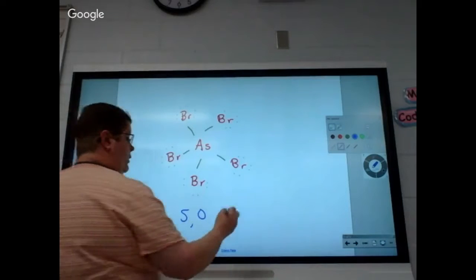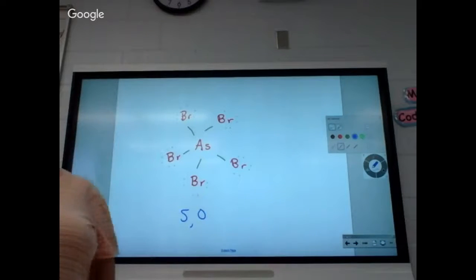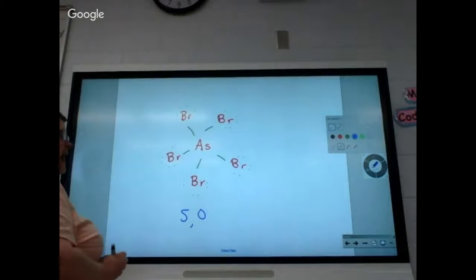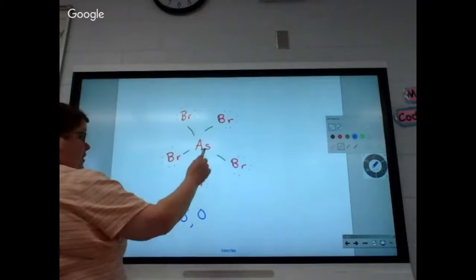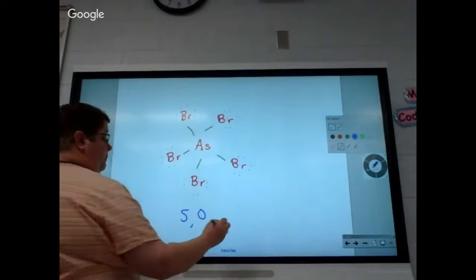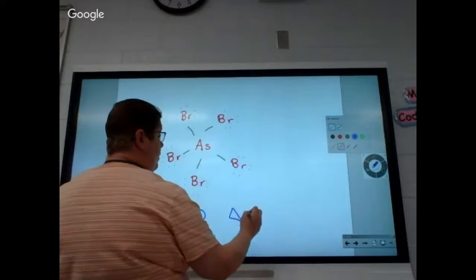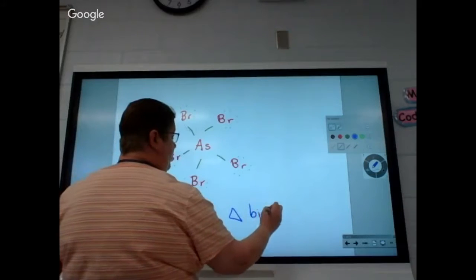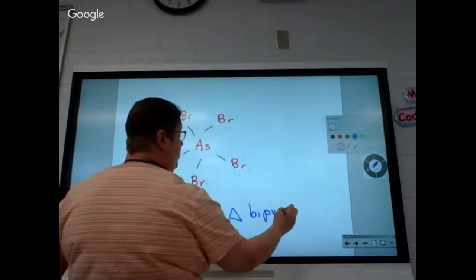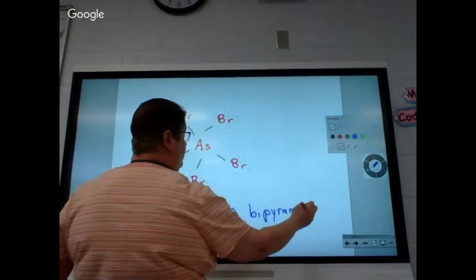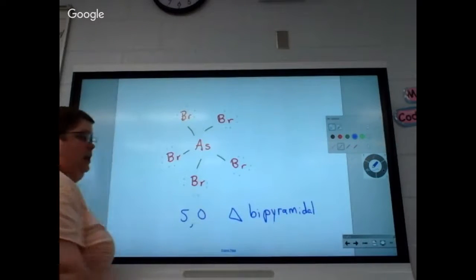Wait, what's the lone pair again? A lone pair is dots. Okay, so how many dots? The dots that are on the central atom. On the central atom, yes. Bi-triangular pyramidal. So triangular, bi, you can either say pyramidal, or you could be like Samaria over there and say bipyramidal. So it says.